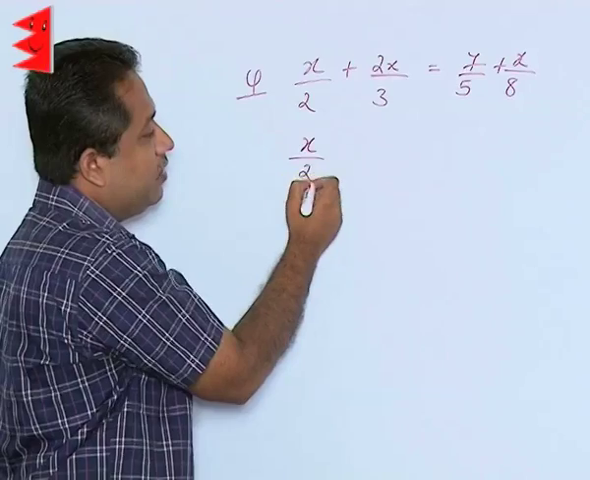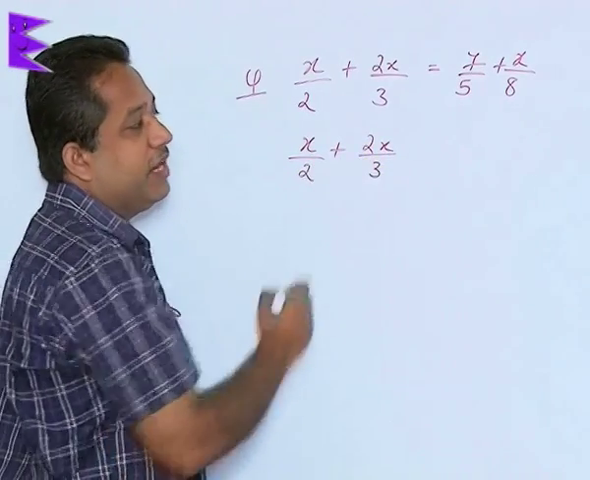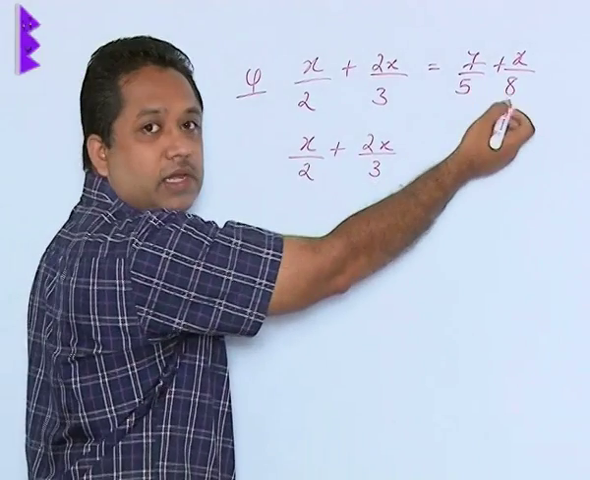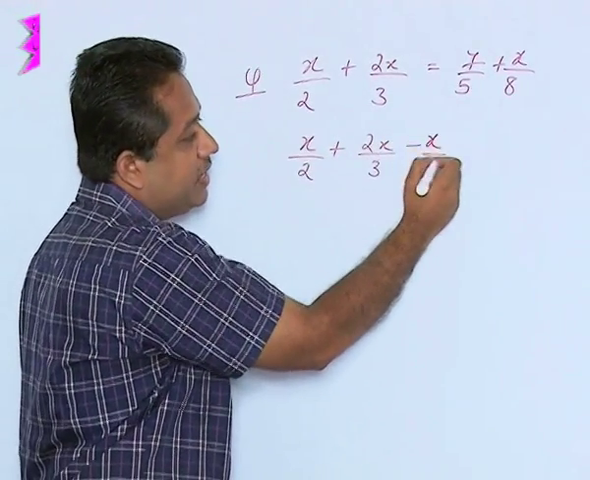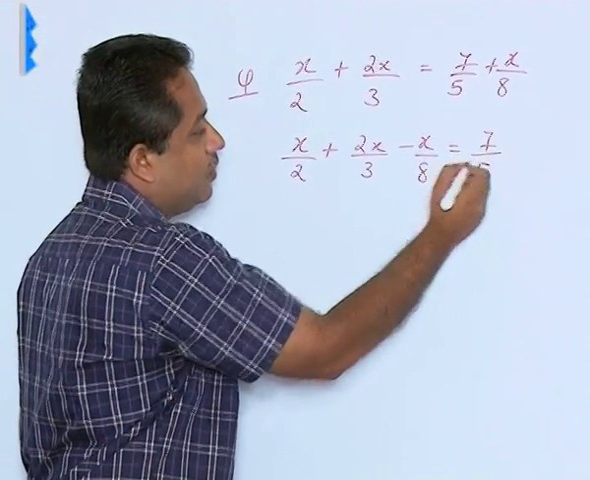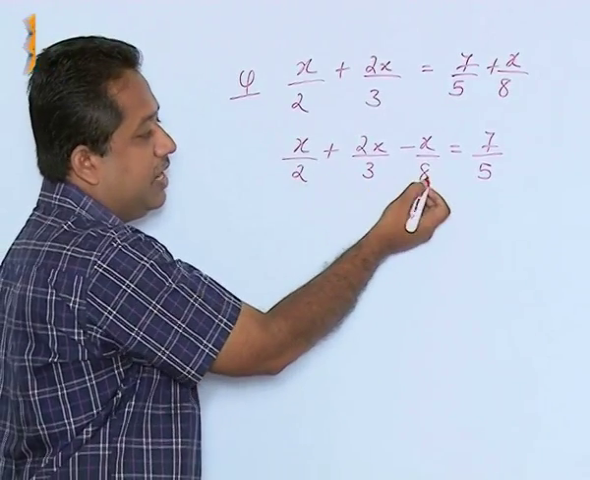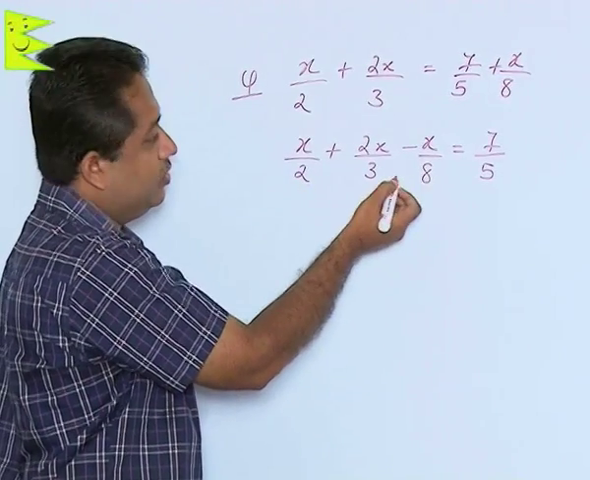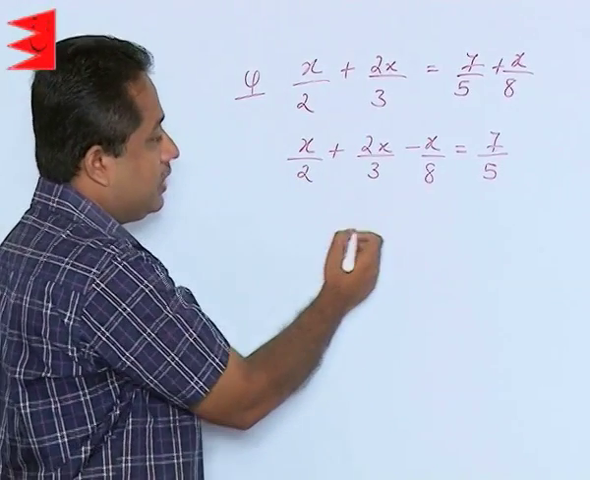That means we have to write down the x terms on the left side. So, the plus x by 8 term will come on the left side. It is going to become minus x by 8, and the 7 by 5 remains as it is. Now, here we are having 3 numbers 2, 3 and 8 in the denominators. So, what we have to do is take the LCM of 2, 3 and 8.